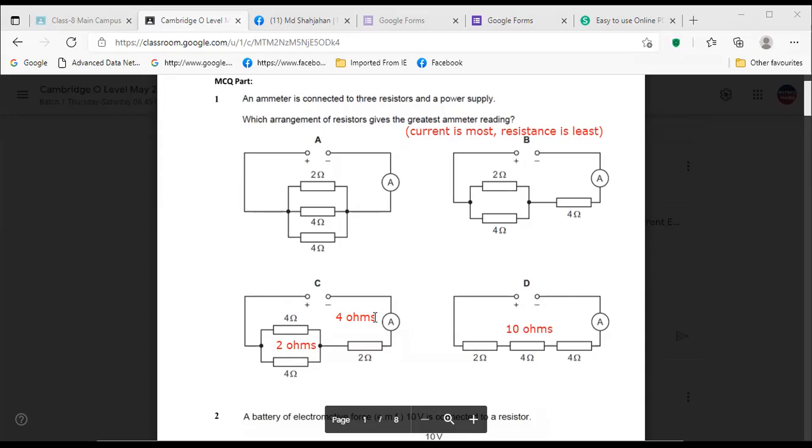Are you understanding? Yes, sir. Monica, did you not understand the C? I need your response, then I can do it easily for you. So what is the formula for calculating parallel combination? This part is parallel, right? What is the formula of parallel? 1 by Rp equals 1 by R1 plus 1 by R2.